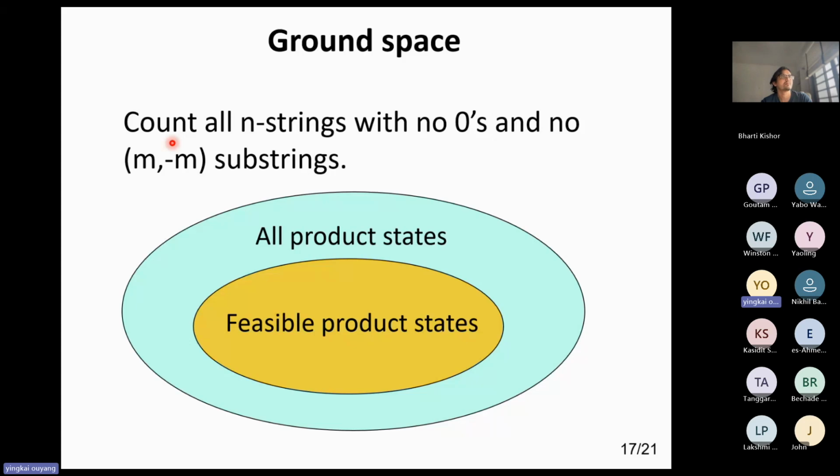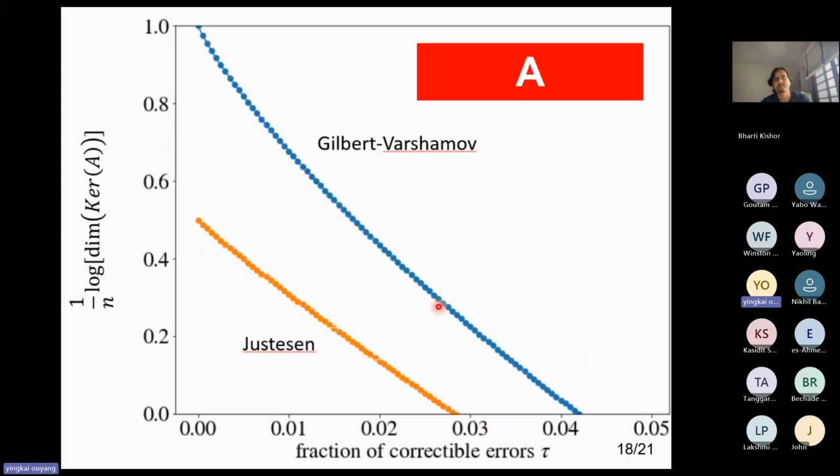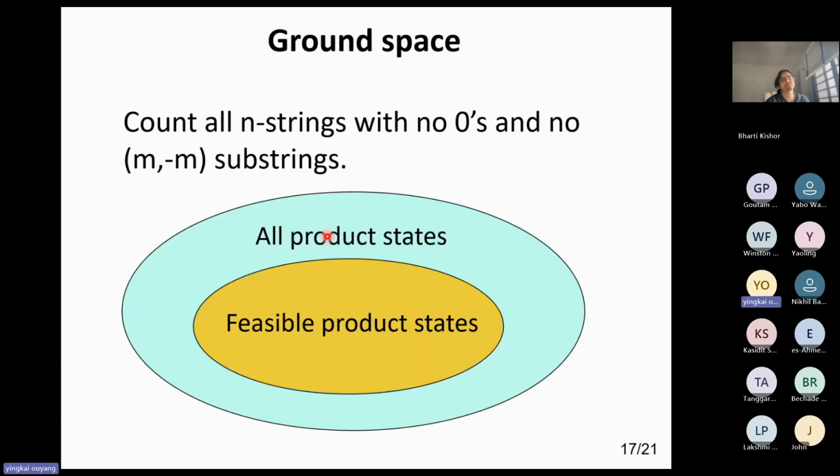And then we can just count the number of such product states, and there are lots of them. For example, if you don't want any m, minus m substrings, you can pick only the computational basis states with no zeros and with only the positive parts, and then you're happy.